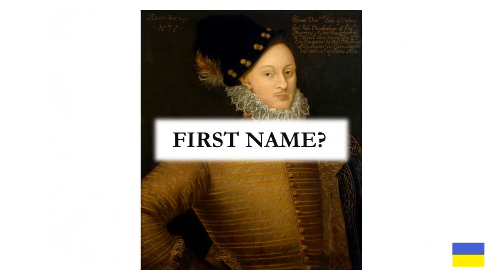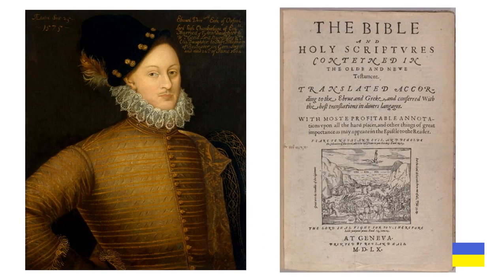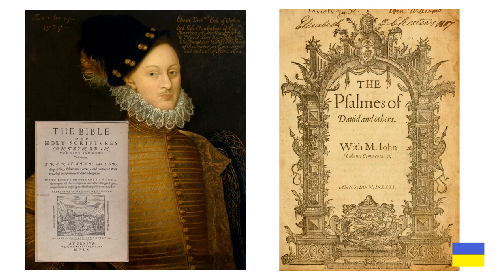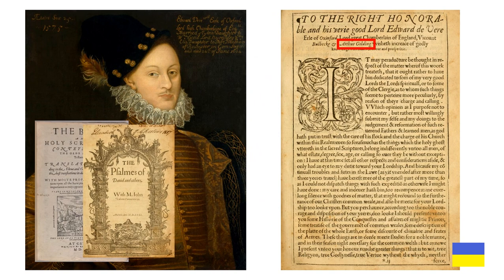But what about the first name? I don't think de Vere wanted to make his first name anything from the Bible, because that would probably be somewhat sacrilegious, since he was writing lowly plays, which were the provenance of the lowest sort of writer. Then he remembered this book, the Psalms of David and others, with Mr. John Calvin's commentaries, published in 1571. It was translated by his uncle Arthur Golding. Dedicated to him.